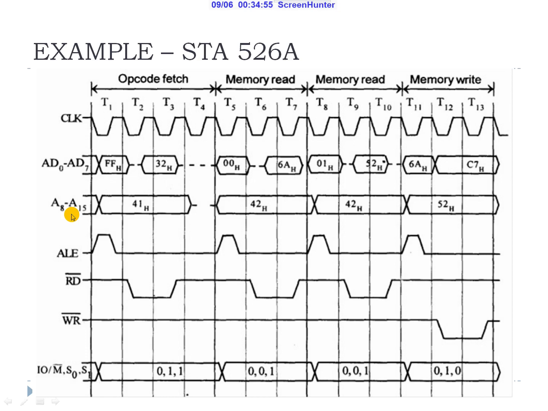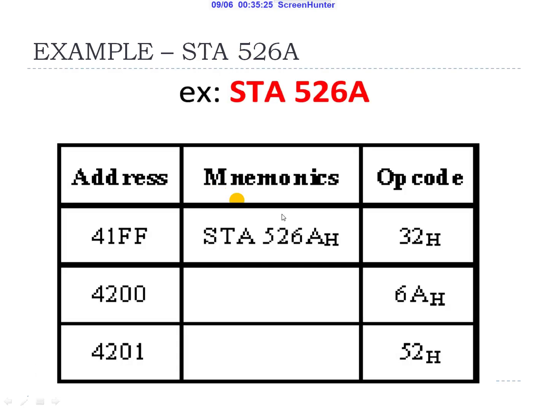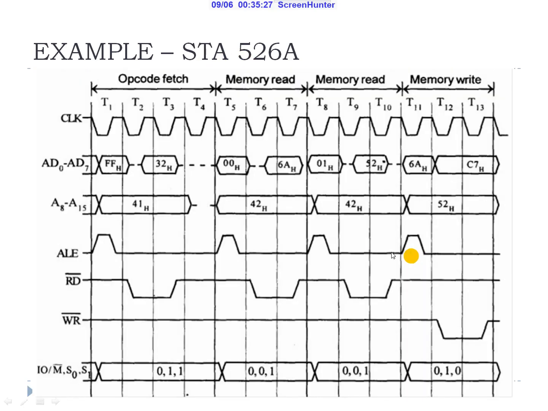So you can notice that this higher order address has to be supplied up to the T4 cycle, and this lower order address has to be supplied in T1 and T2. So from T2 to T3 you have to supply the opcode value of this instruction. The opcode value of this instruction is 32, and that has to be supplied from T2 to T3.